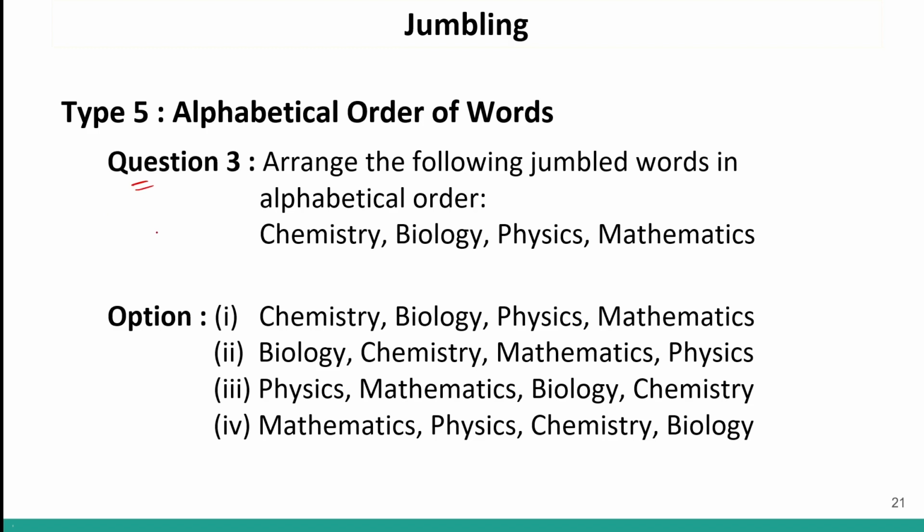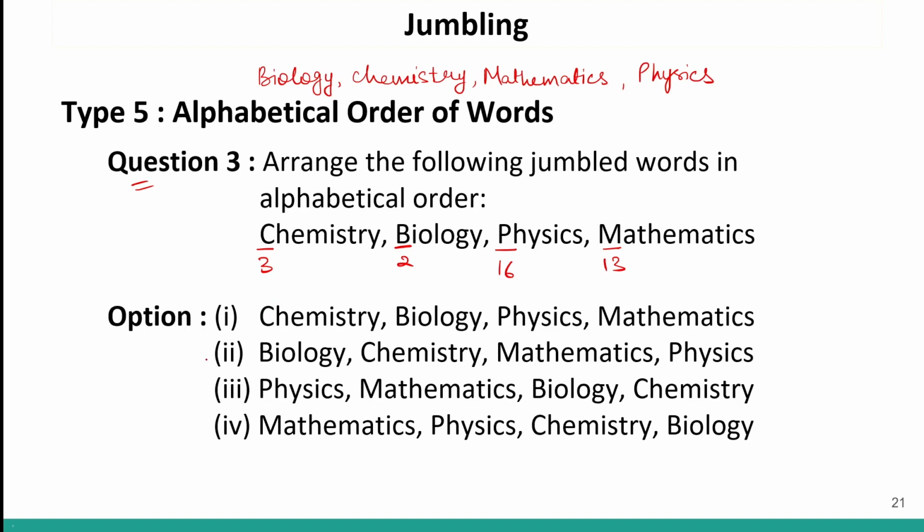Now, question number 3. Chemistry, biology, physics and mathematics. So C is 3, B is 2, P is 16 and M is 13. So it will be biology, then chemistry, then mathematics, and then we'll get physics. So this is given in option number 2. So option number 2 will be your correct answer. Biology, chemistry, mathematics and physics.